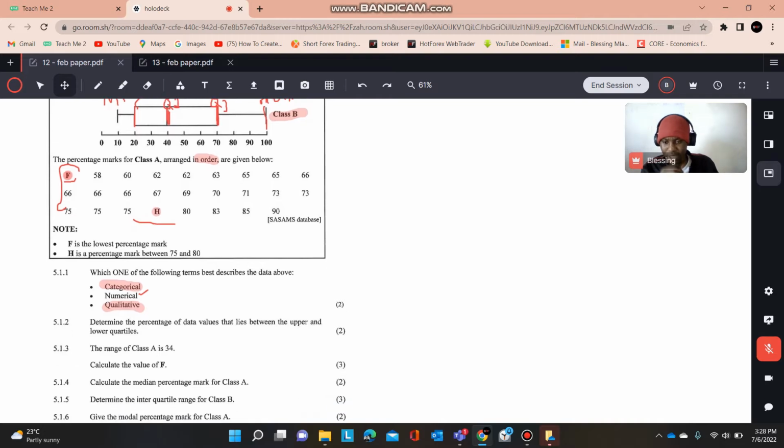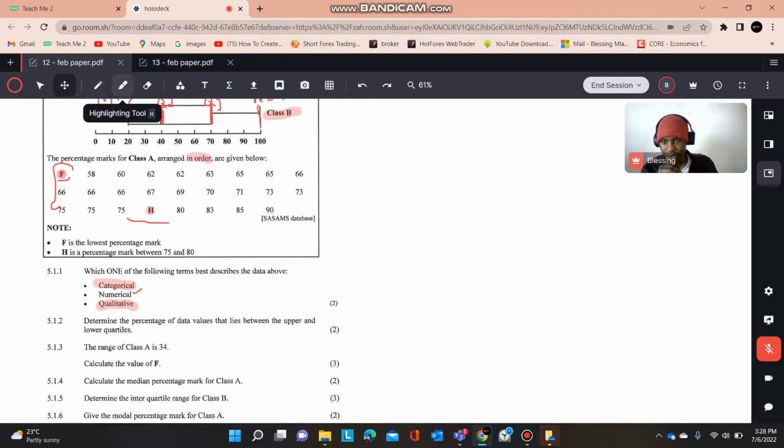And we can move to 5.1.2. So they say determine the percentage. I like to highlight the keywords in the questions, right? Determine the percentage. So the answer we're looking for is in percentage form.